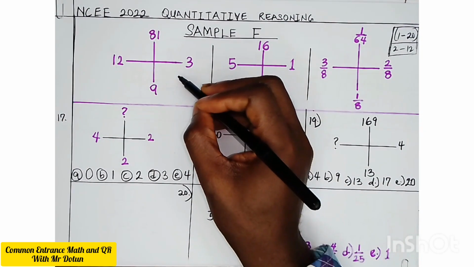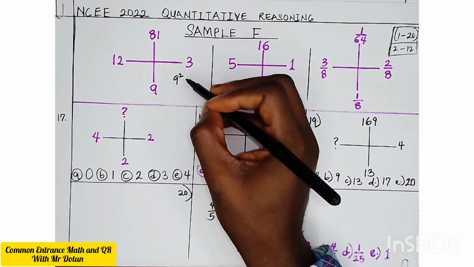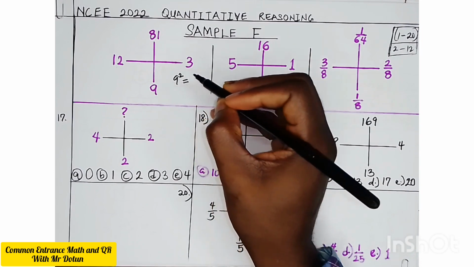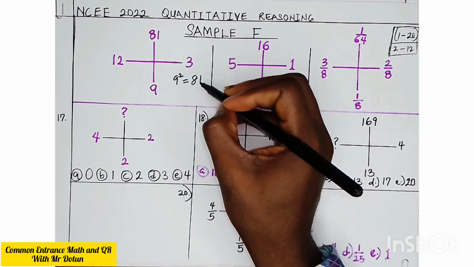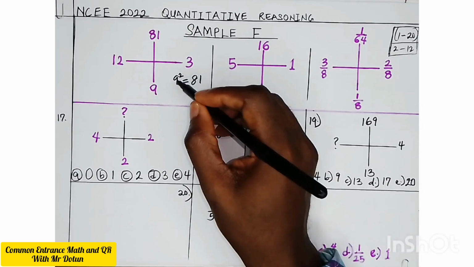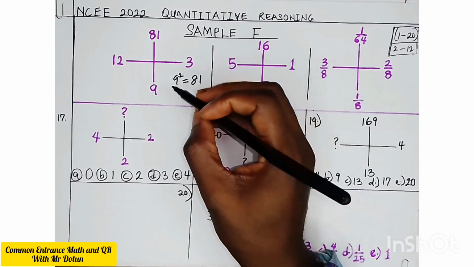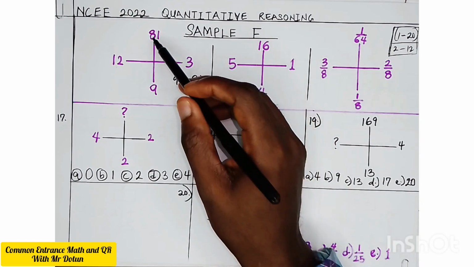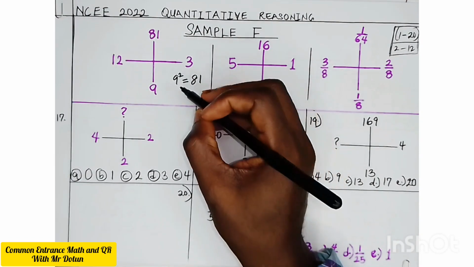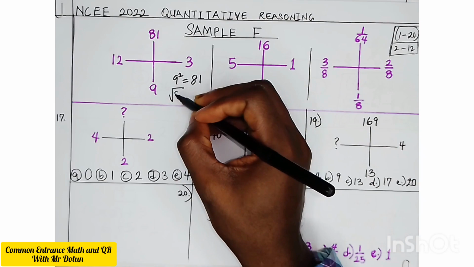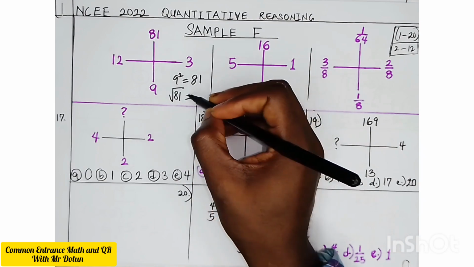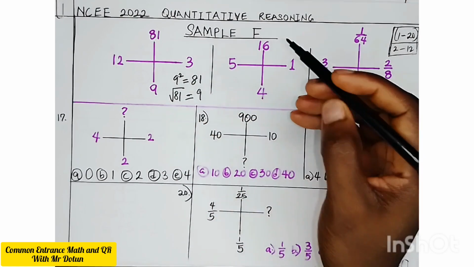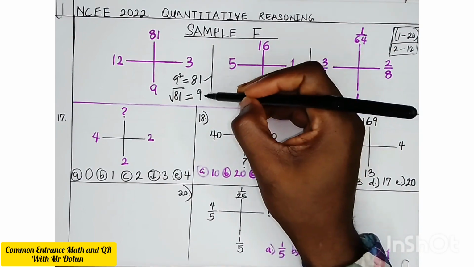So I'm going to write that relationship. 9 squared means 9 times 9, right? Equals 81. So if I multiply 9 by itself, I have 81. Then, what if I'm given 81, I don't have 9? From this relationship, I could just find the square root of 81. The square root of 81 will be 9. Okay, so we're done with this.